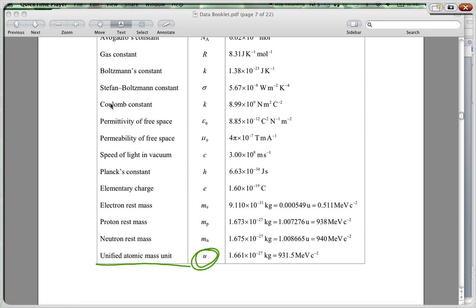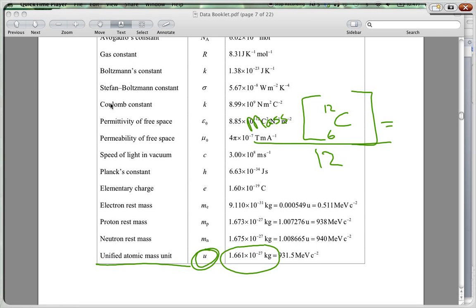They took a carbon 12 atom, the whole atom, including the electrons and so forth, and they found the mass of it. They divided it by 12, all right? And they got a number, 1.661 times 10 to the negative 27 kilograms.